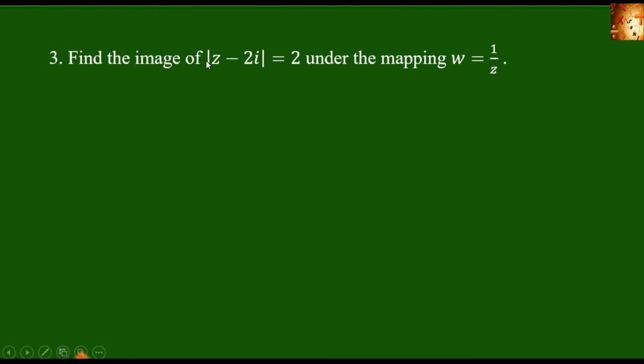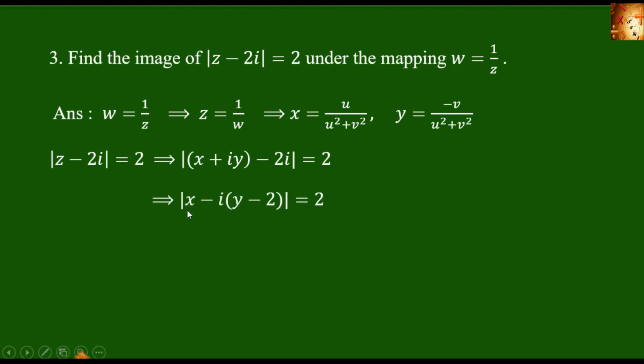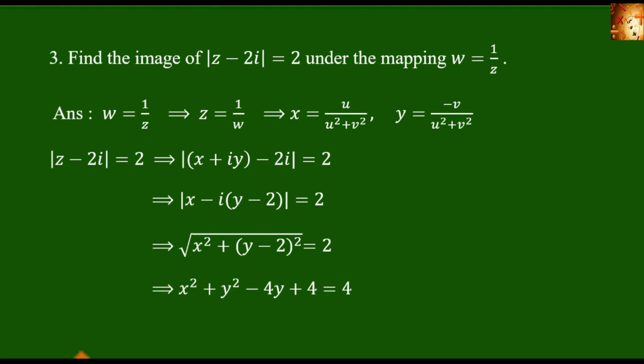Next problem, find the image of mod z minus 2i equal to 2 under the mapping w equal to 1 by z. First of all, find x and y. Then mod z minus 2i equal to 2 implies z is replaced by x plus iy. So modulus of x plus iy minus 2i equal to 2. Then rearranging the real and imaginary parts, we get mod of x plus i into (y minus 2) equal to 2. Then what is the modulus of x plus iy? That is root of x square plus y square. So here root of x square plus (y minus 2) the whole square equal to 2. Upon squaring on both sides we get x square plus y square minus 4y plus 4 equal to 4. Here 4 is a common term on both sides.